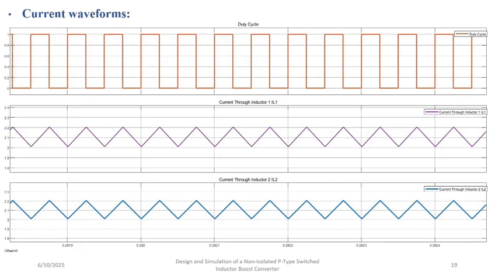These waveforms represent the current waveforms. The first waveform is the duty cycle, and second waveform represents the current through inductor 1, and third waveform represents the current through inductor 2.